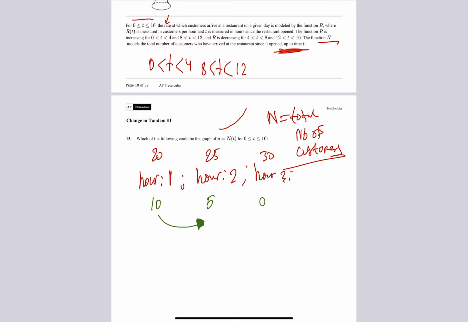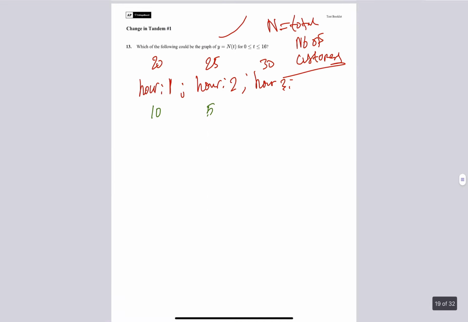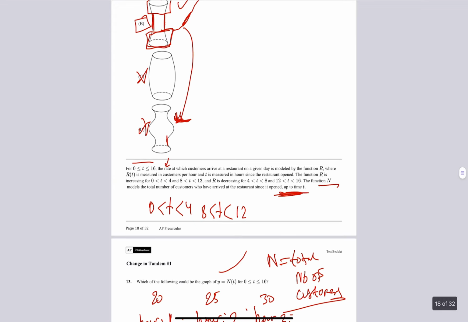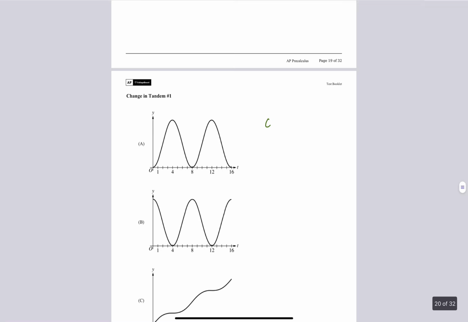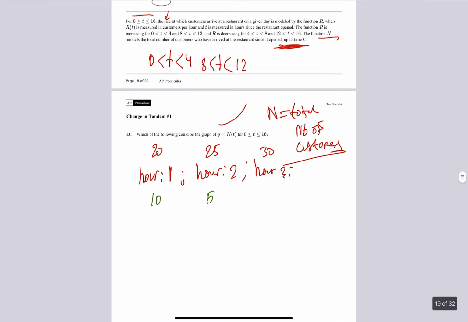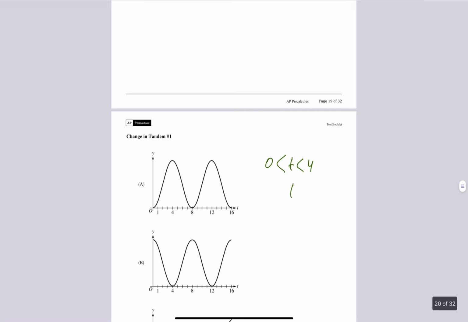And, okay, moving on. Let's erase this. I'm not sure how I made this shape. Anyways, I believe I can erase it. There we go. Let's move on to the graph. So 0 to 4 and 8 to 12, the rate is increasing.